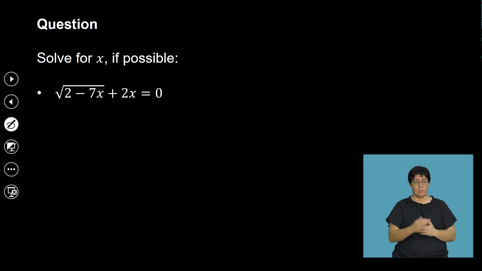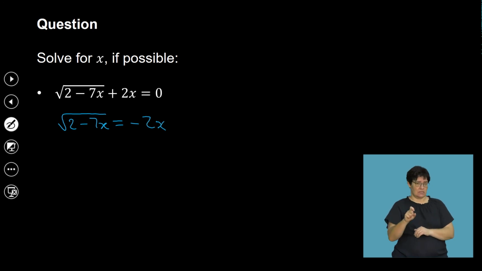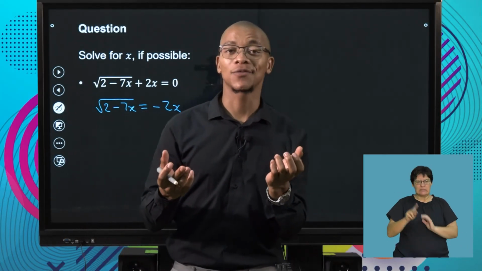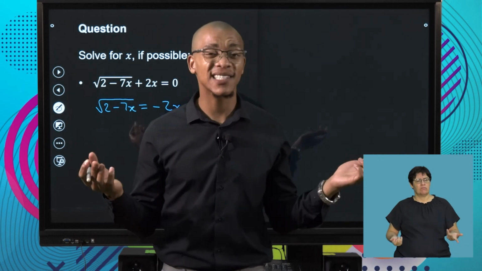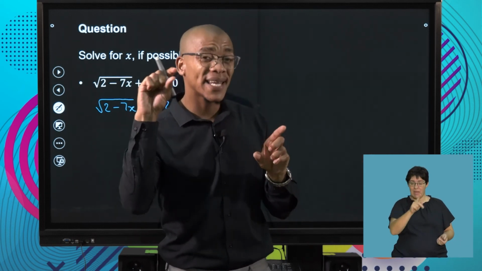Let's look at some more interesting questions. So this will then be, remember, 2 minus 7x equal to negative 2x. Here you can definitely simplify. Let me explain why, right? Because I know someone is going to say, now it's negative 2x, why are we solving? Because we must just say no solution. Remember, it has an x.